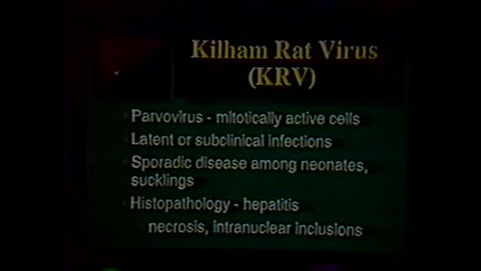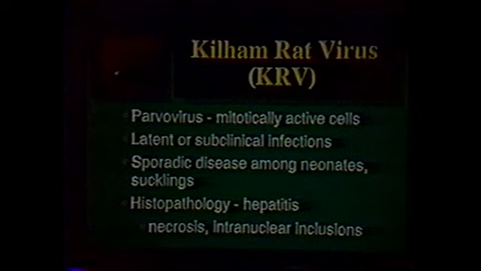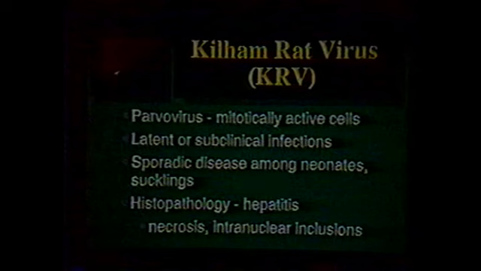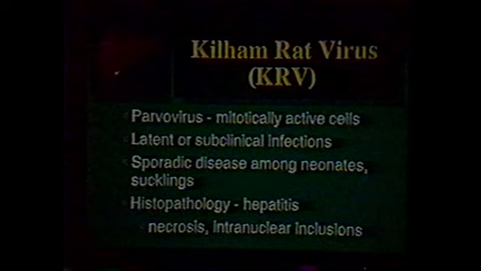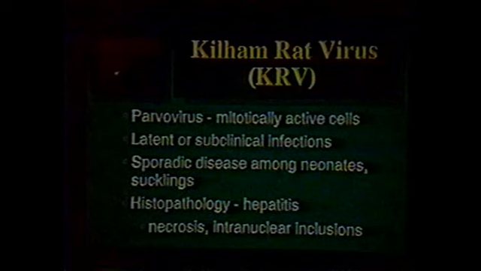Histologically, what we'll see is hepatocellular degeneration and necrosis with intranuclear inclusions, which I'll show you in a minute. This disease tends to be clinically more severe in animals between 6 and 12 days of age, and then after 12 days of age, it becomes a self-limiting hepatitis.